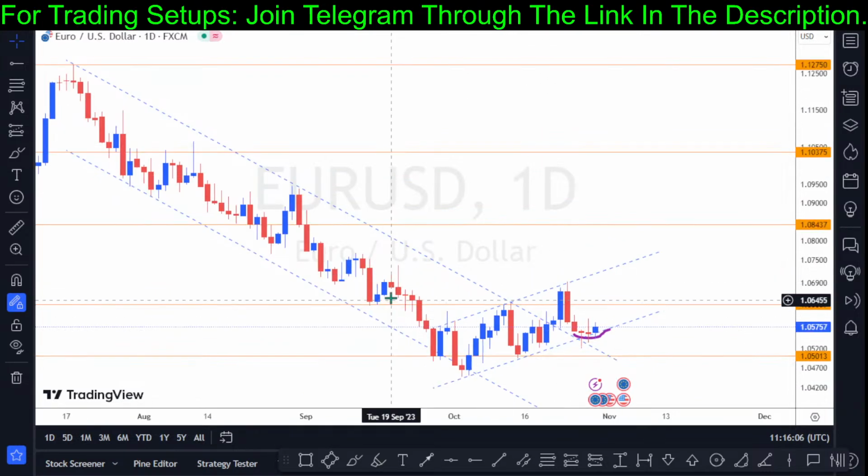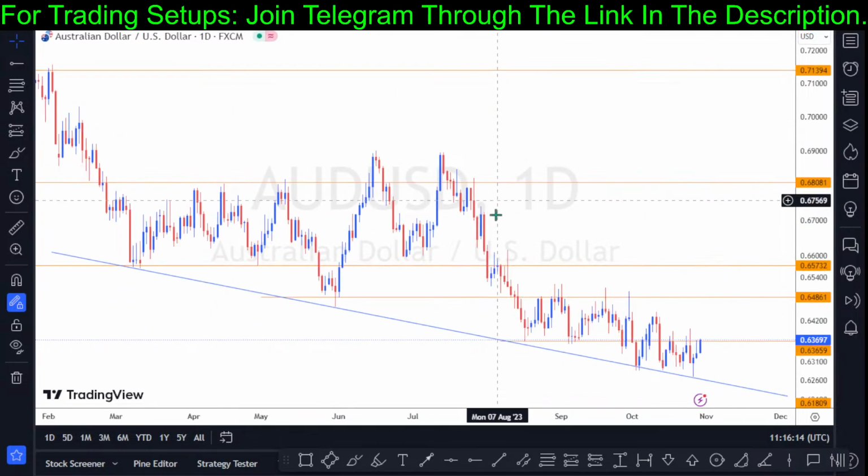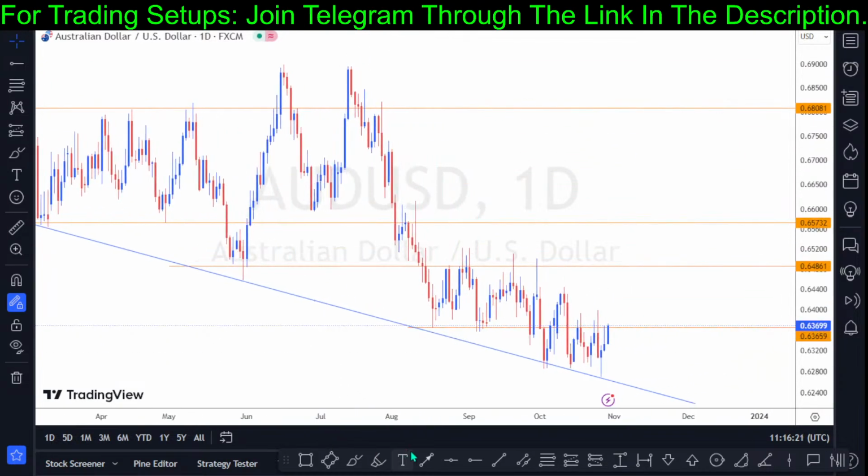Okay, let's check other assets on my list. Let's check the Australian dollar paired against the USD, because a lot of traders as well have been asking me questions about the Australian dollar paired against the USD. What are my views on this asset?